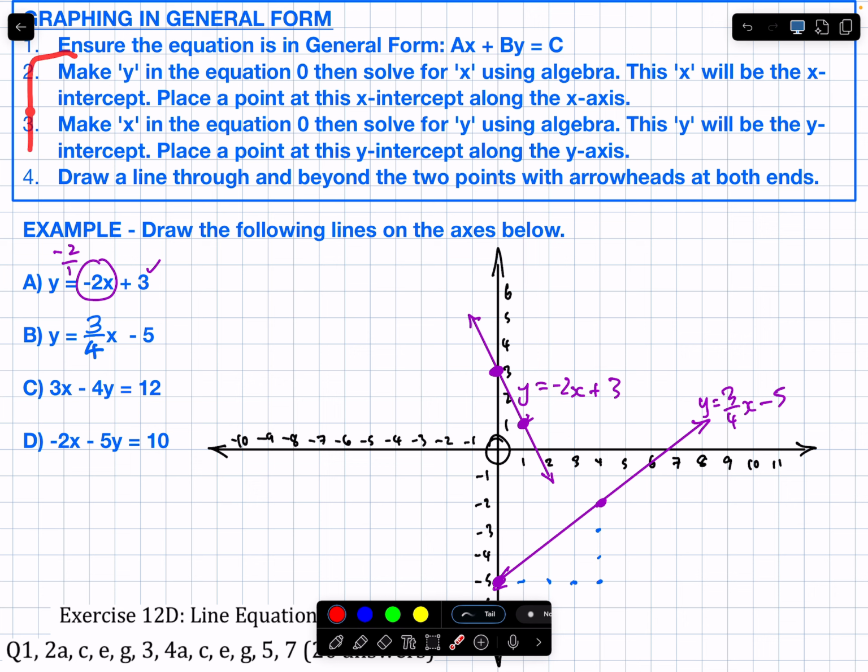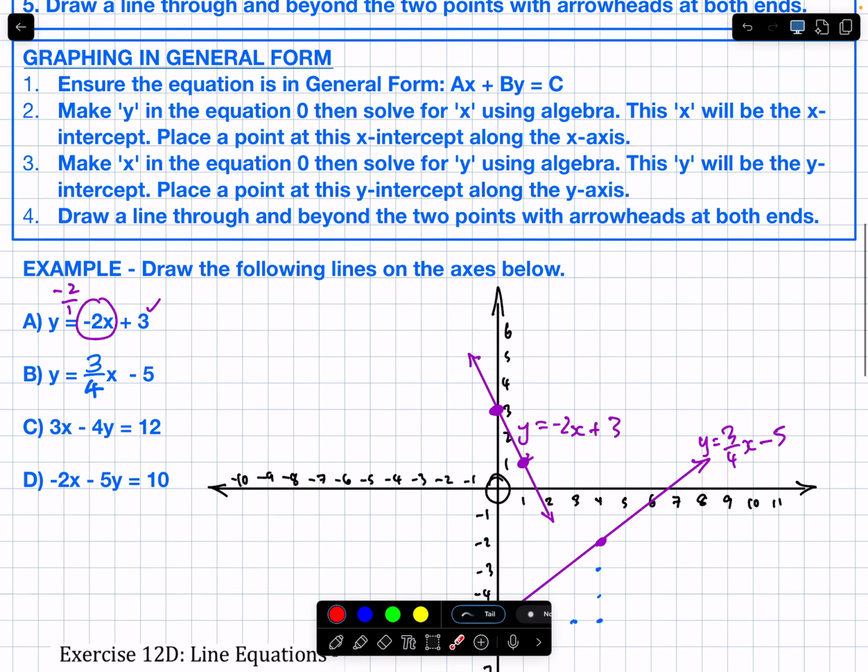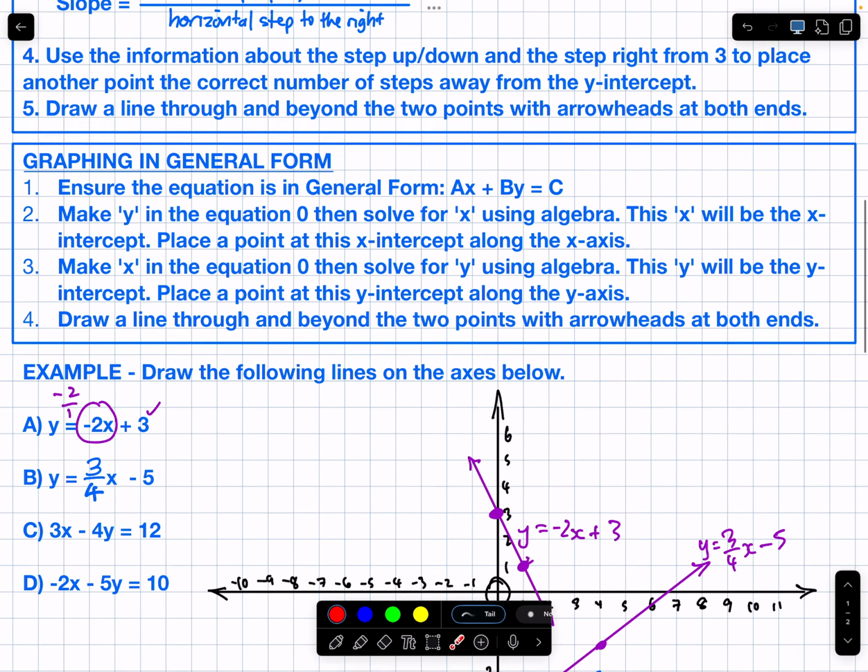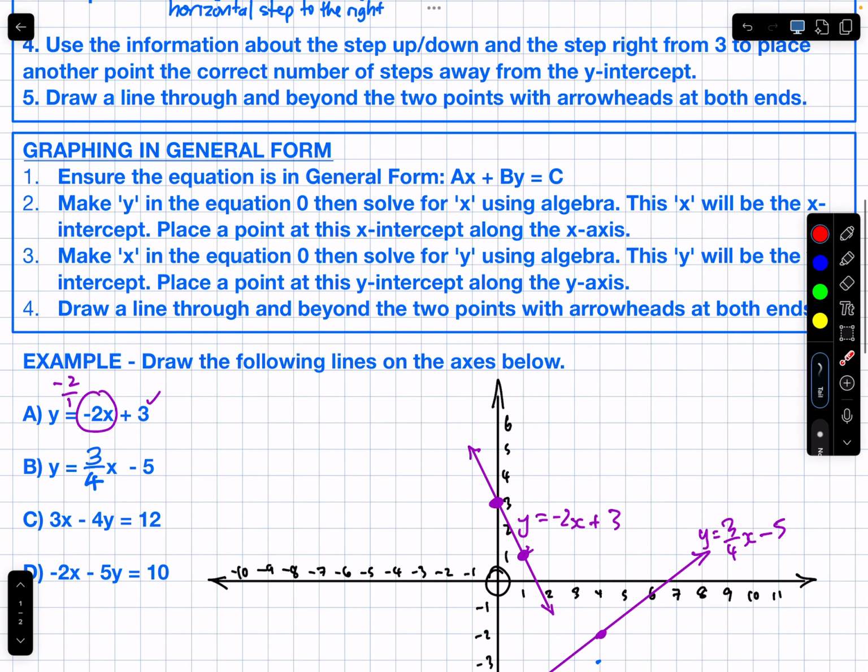And to graph, we just do a bunch of algebra. So you get those 2 steps. Sorry? There? Yeah, that's good.